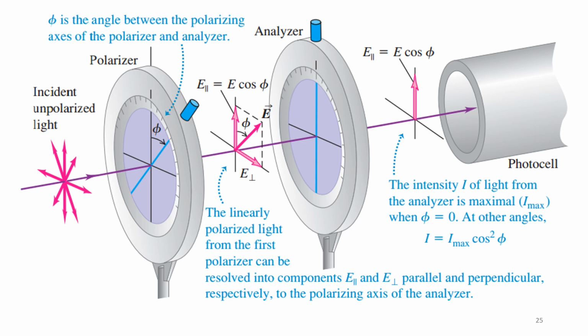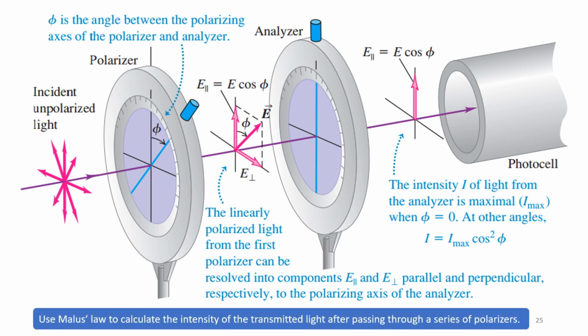Here's a summary slide for the mechanism of two polarizers working side by side in Malus' law. You may pause the video if you wish. With this, we accomplish the objective of using Malus' law to determine intensities of light transmitted through polarizers.